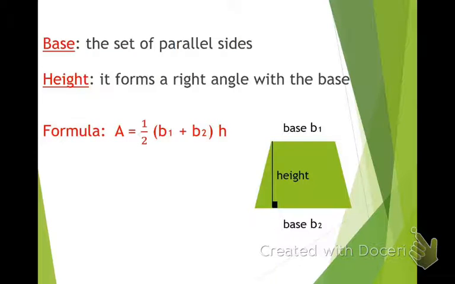The formula is going to be 1/2 of base 1 plus base 2. Now, I have labeled this one as base 1 and this one as base 2. It actually doesn't matter which one you decide is which, because if you think about it, let's say that this was 4 and this was 5. What's 4 plus 5? 9. Let's say I switched it and I said 5 plus 4. What's 5 plus 4? 9. So when you're adding something together, the order doesn't matter. So either one can be base 1 or base 2. And then you're going to multiply it by the height.